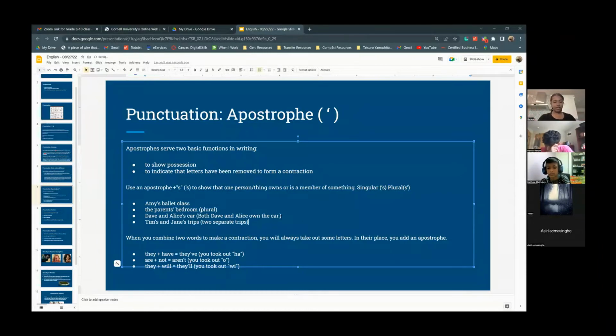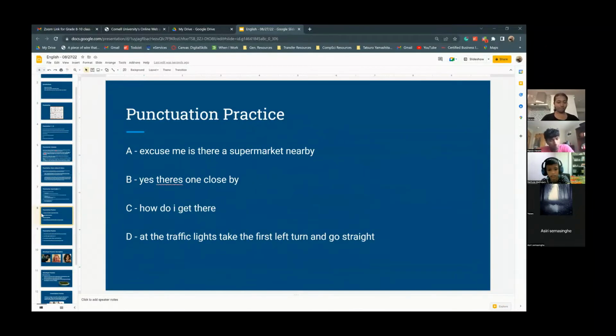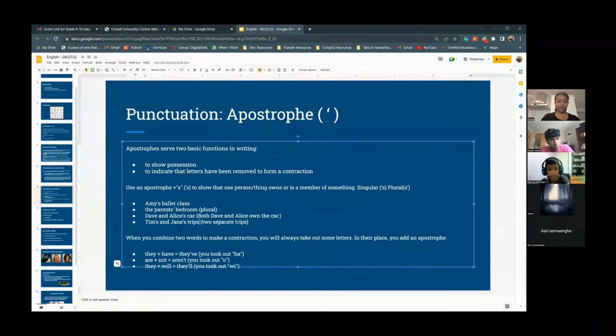All right. So Dave and Alice's car, which means both Dave and Alice own the car. And then we also have Tim's and Jane's trips. These refer to two separate trips, because the apostrophes show that the trips are owned separately by Tim and by Jane. So that means both Tim and Jane took separate trips, right?